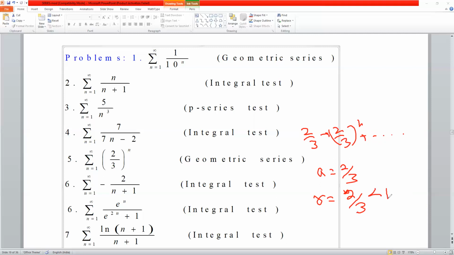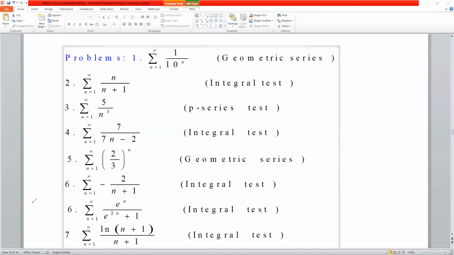So therefore the geometric series is always convergent for r less than 1. Here r is equal to 2 by 3. So it is a convergent series with the help of the geometric series. Now let us move to the sixth problem.